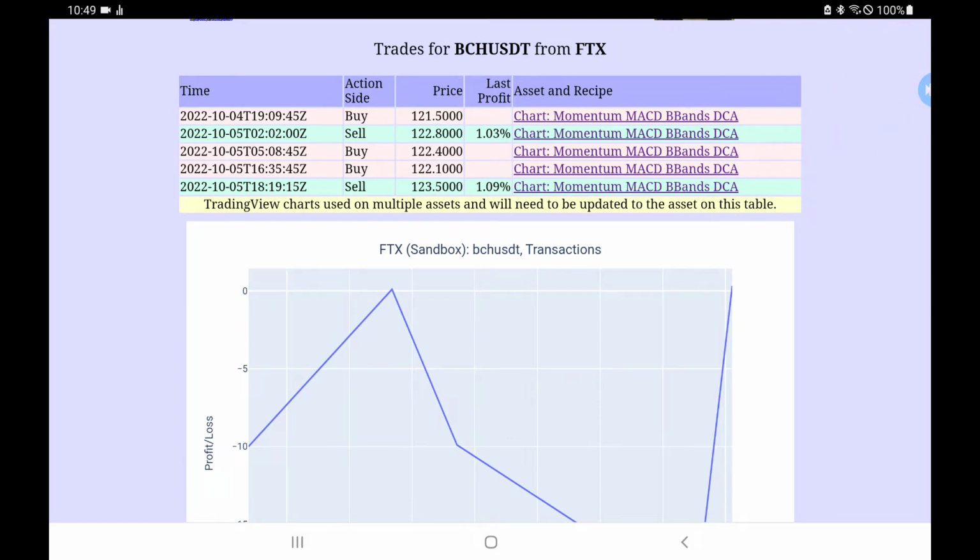Same thing. Momentum, MACD, Bollinger's DCA. I made a purchase on the 4th. I sold it on the 5th for 1.03%. The price was 122 at selling. And you can see real world profits, real situations.